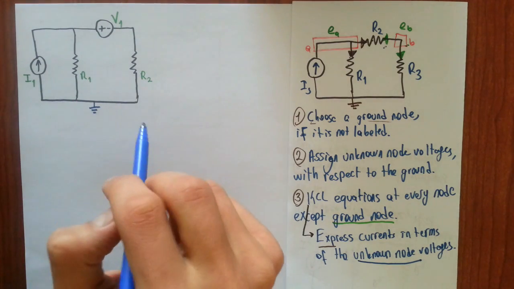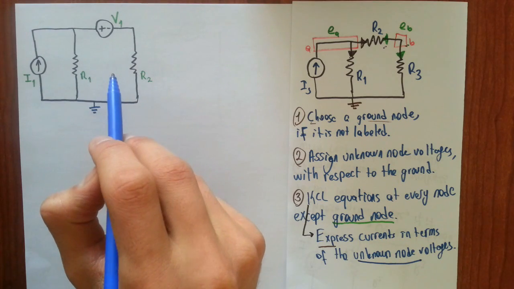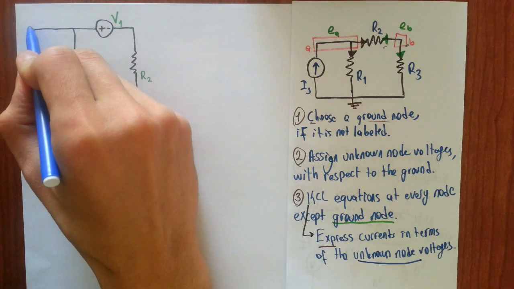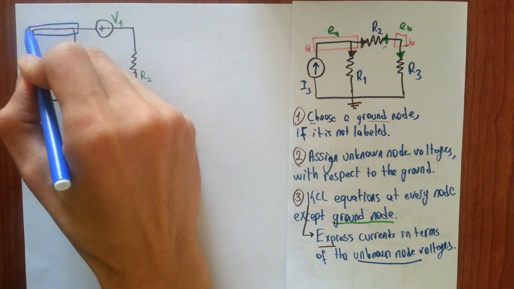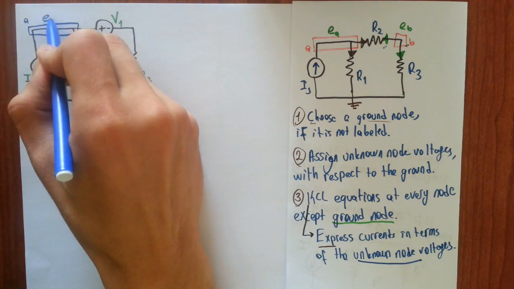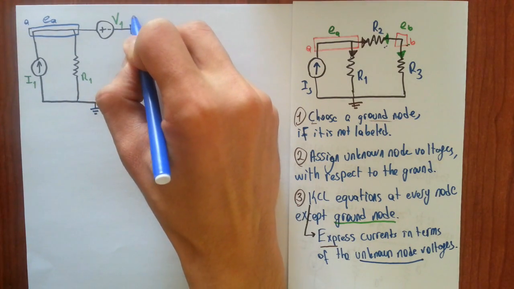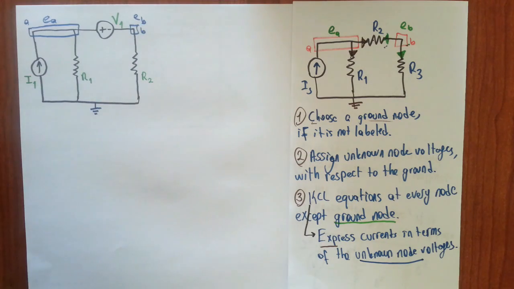And the second step is to assign unknown node voltages. I'm labeling this node as node A, and I'm assigning EA as the node voltage, and this is node B. Let's say this has a node voltage of EB.